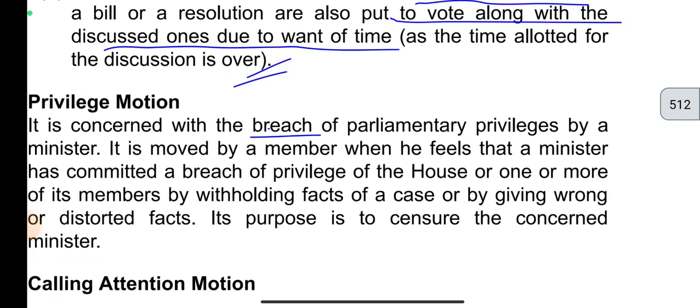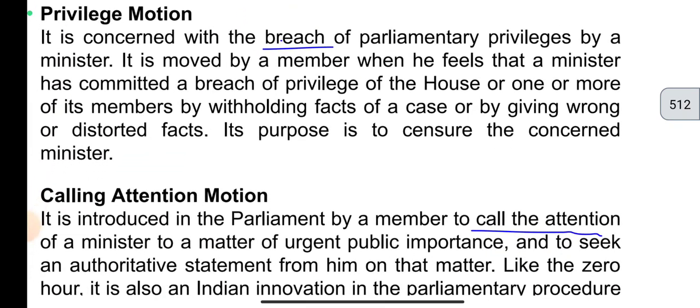Now privilege motion. It is concerned with the breach of parliamentary privileges by a minister. It is moved by a member when he feels that a minister has committed a breach of privilege of the House or one or more of its members by withholding facts of a case or by giving wrong or distorted facts. Its purpose is to censure the concerned minister.